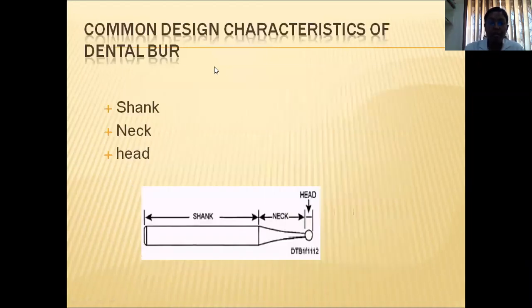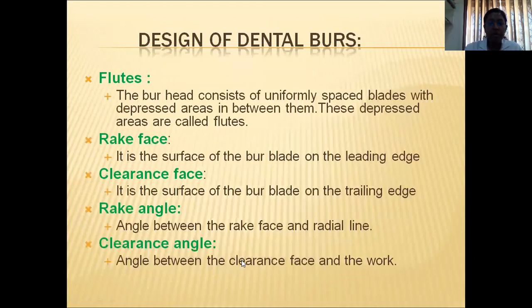Coming to the common design characteristics of dental burrs, any dental burr has the following three basic parts: the head of the burr, which is the cutting end of the burr, and the neck and the shank. The neck is that part of the burr that joins the head and the shank. Coming to the design of the dental burr, which is an important short-term and exam-oriented question, first we see what flutes are. The burr head consists of uniformly spaced blades with depressed areas in between. These depressed areas in between are called flutes.